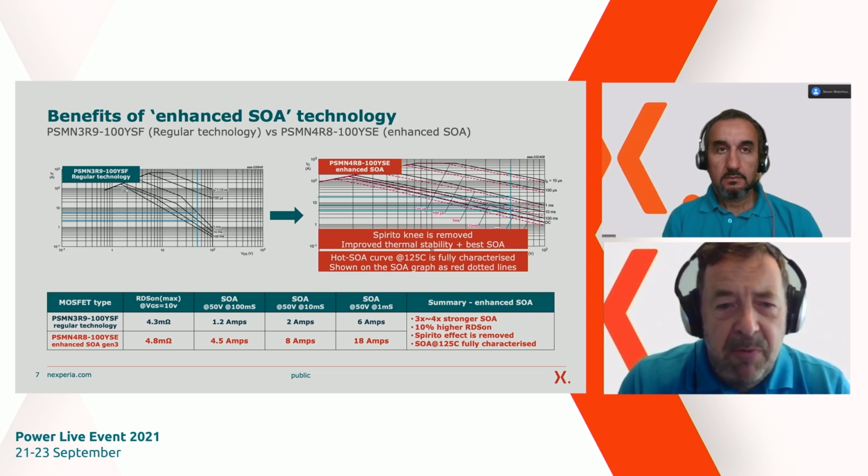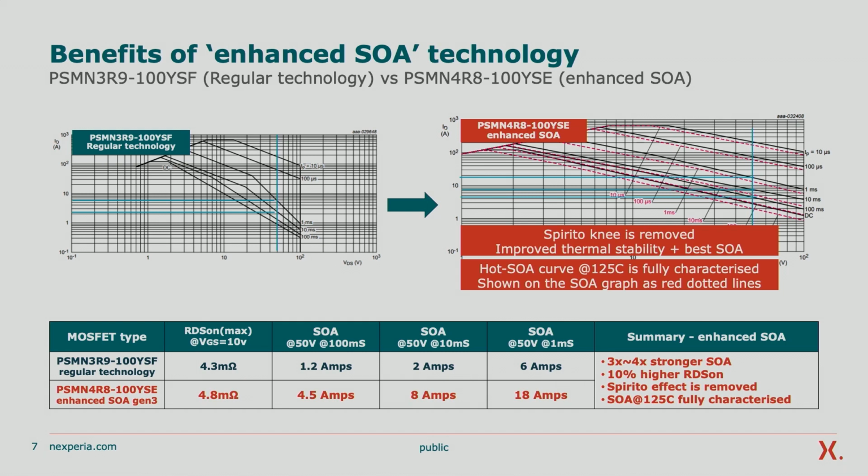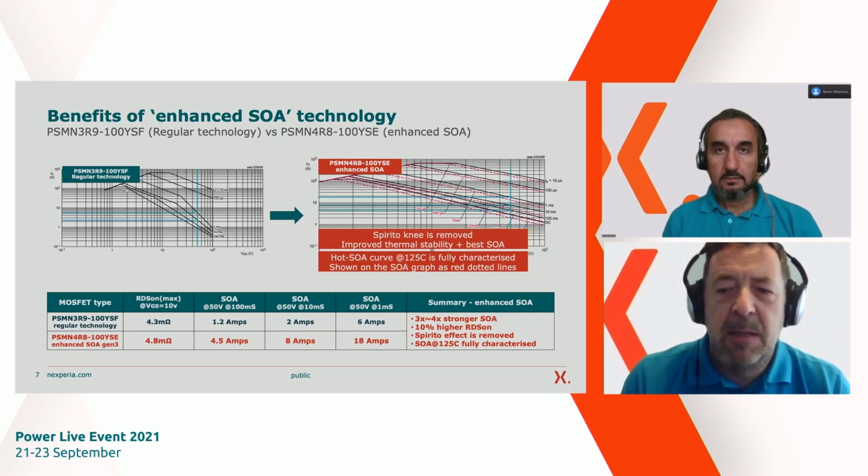You can see that on the regular technology, there's a Spirito knee on the SOA curve. This is usually where the thermal power starts to get higher than the electrical power, and we end up with an unstable thermal runaway effect. With our enhanced SOA, you can see the Spirito knee is completely removed. This means that these are thermally enhanced. These are capable without having that runaway effect. They work very stably.